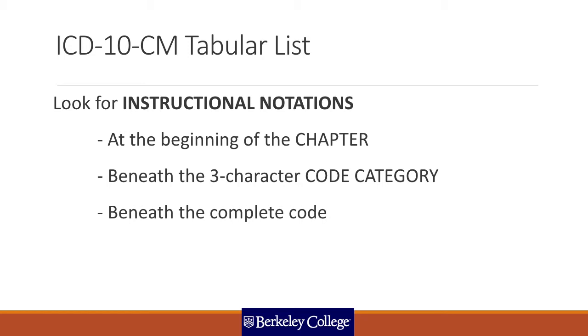Next, turn to the tabular list. Within the tabular list, look for any instructional notations below the code description. Be certain to check below the 3-character code category, as well as beneath the additional characters when applicable.